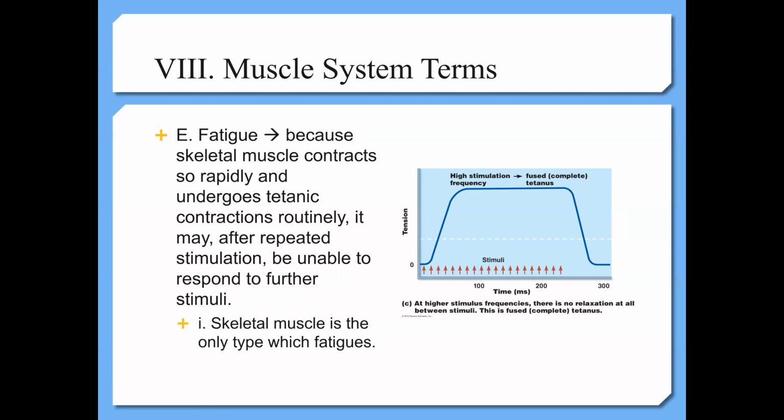It is the only type of the three types of muscle that fatigues. Remember, we have three types of muscles: we have skeletal, we have cardiac, and we have smooth. Remember, we don't want the cardiac muscle to fatigue, because we've got to have it working 70, 80 times a minute, every minute, for as long as we're alive.